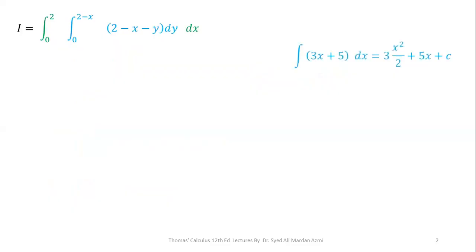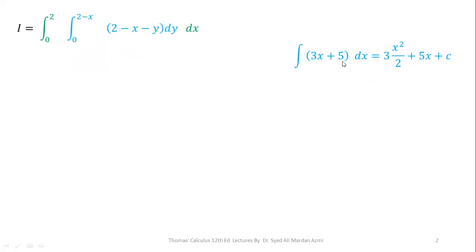Before integrating this factor, we will revise a basic example of single variable calculus. If we have to integrate 3x plus 5 with respect to x, how will we treat it? Here we have two types of constant. 3 is being multiplied with the variable and 5 is being added. 3 remains as it is, and we apply integration on the variable x, whose integration is x squared over 2, and the integration of 5 is 5x, plus c, the constant of integration.